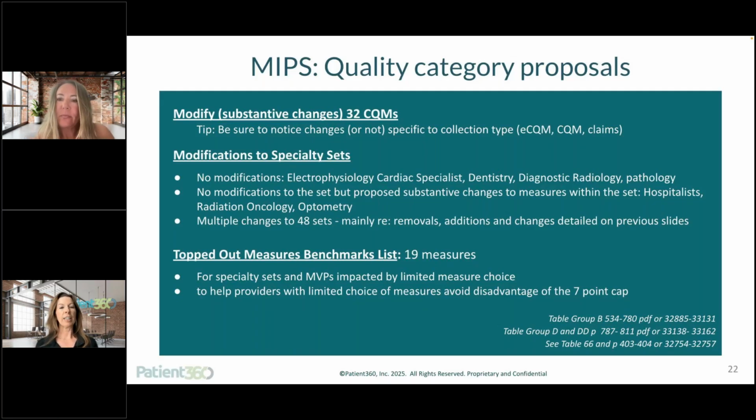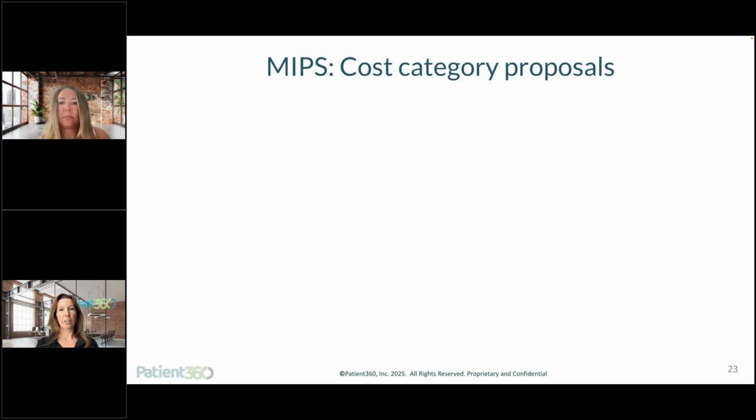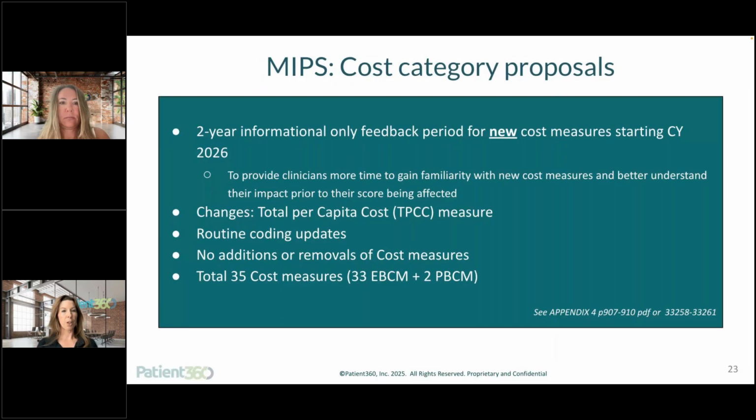But the challenge is for certain specialty sets and MVPs where they already have limited choice of measure, that kind of creates a disadvantage. So they have a new way of calculating that will not only help with specialty sets, but also brand new, certain MVPs that are impacted by measure choice. Next slide starts to go into cost measures.